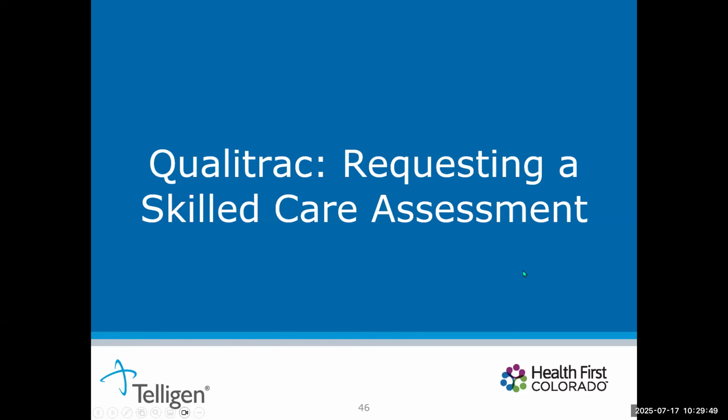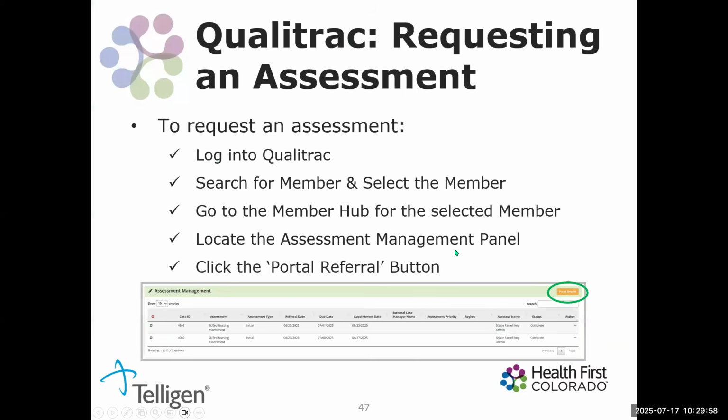So let's jump into what the requests look like, because this is really why you guys are here. You want to see, what do I have to do to get them an assessment so that we can get the services they want? So to request an assessment, you're going to have to log into Qualitrac, search for your member, like we just went through, go to their member hub, and then you're going to locate that assessment management panel that we just reviewed.